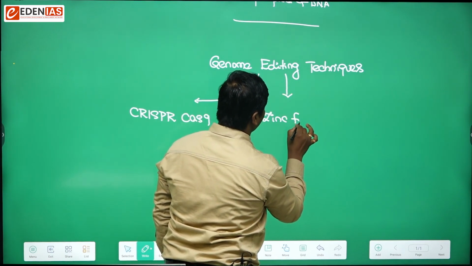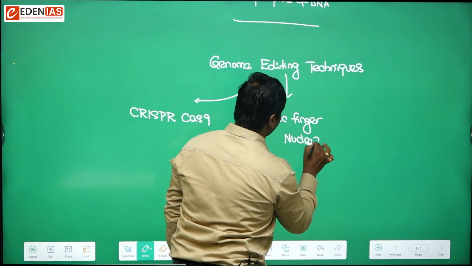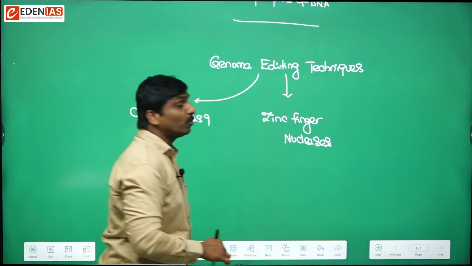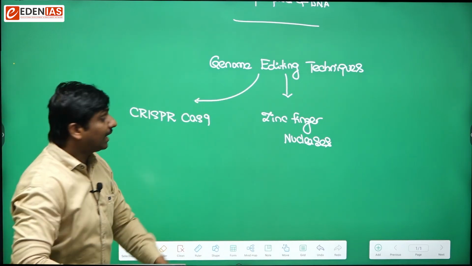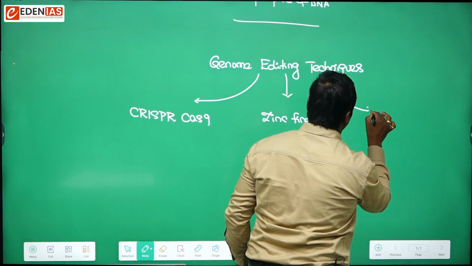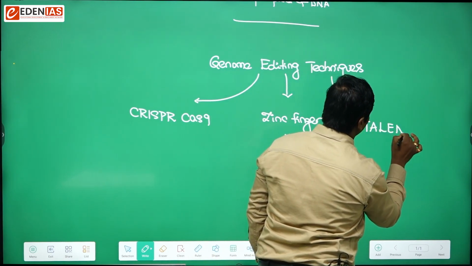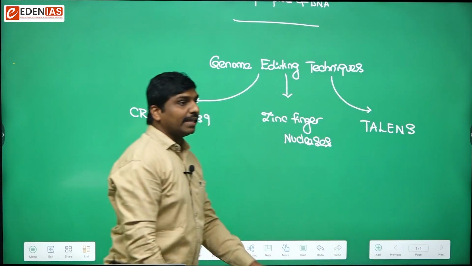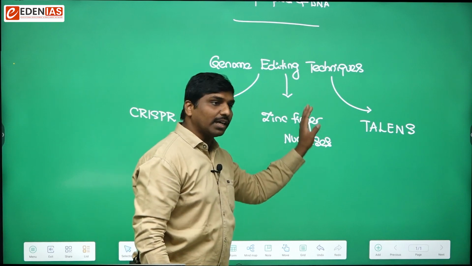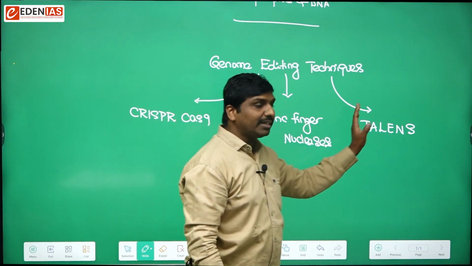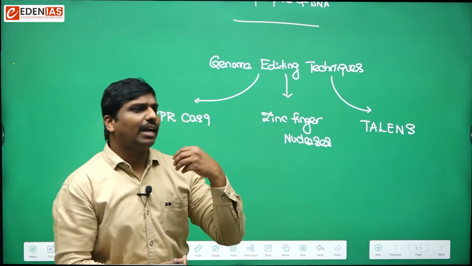Okay, so the second technique is zinc finger nucleases. This is another genome editing technique that we have. Then the next important technique that we have with us is the TALEN technique. CRISPR-Cas9 technique is one thing, zinc finger nucleases is one thing, and TALEN technique is another thing. That means these are acronyms and these are the techniques.